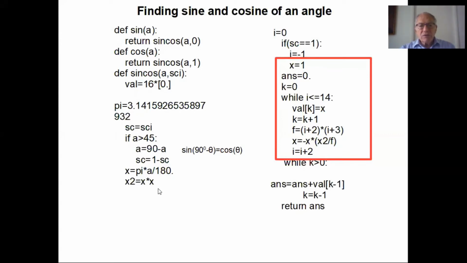Convert the angle to radians, get the square, and then we start our function, and we now use that sine cosine indicator to start either at 0 or -1. Okay, and then we begin our series. We go through this actually 7 times since we're jumping through, and you can see how we're building up the factorials as we go along.